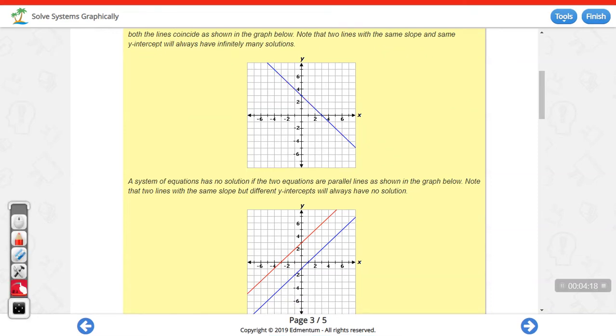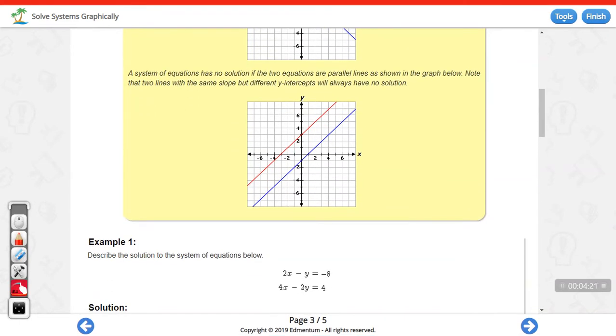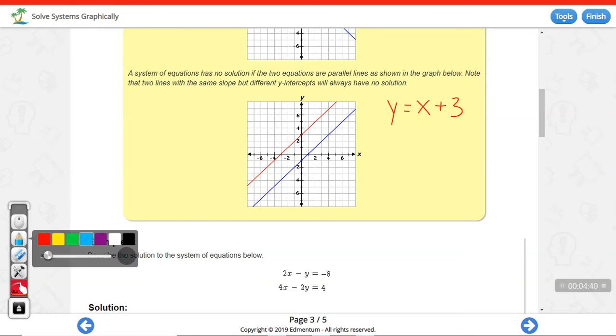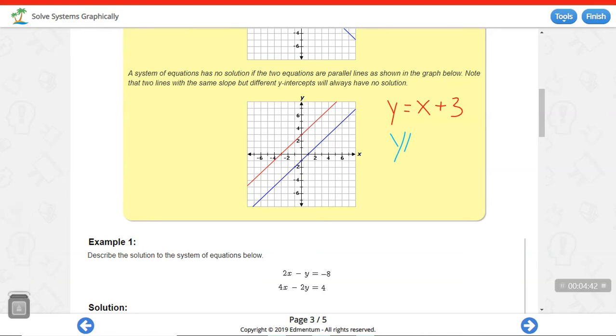Let's take a look at the bottom one here, our second special case. A system of equations has no solution if the two equations are parallel lines, as shown in the graph below. Note that two lines with the same slope but different y-intercepts will always have no solution. So in this case, we've got y equals x plus 3. That is my red line. And my blue line here is y equals x minus 1.